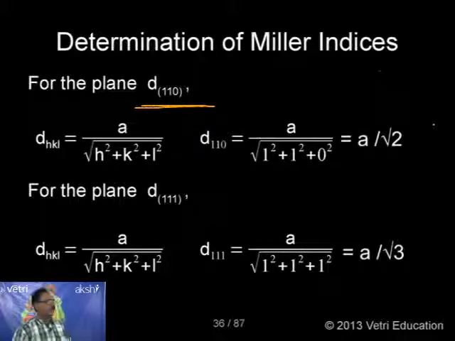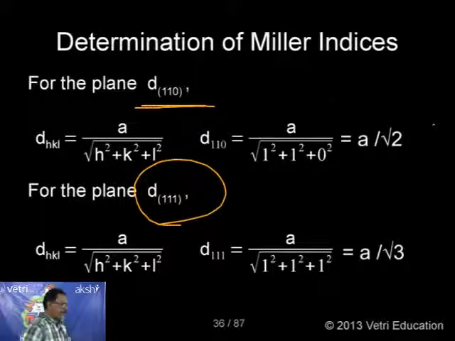This is the value. A by root 2 is the value for the D110 plane. In the same way, for the D111 plane, the value will be A by root 3. Similar indices. So for D100 plane it is A, for 110 plane A by root 2, for 111 plane A by root 3. This is the interesting information.